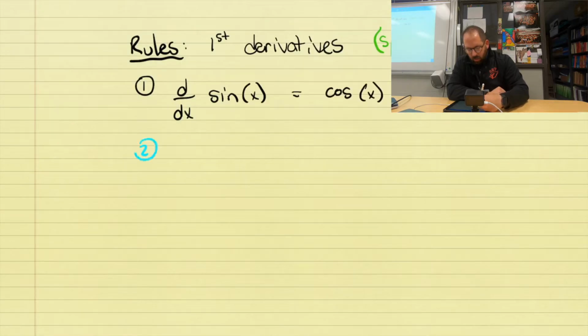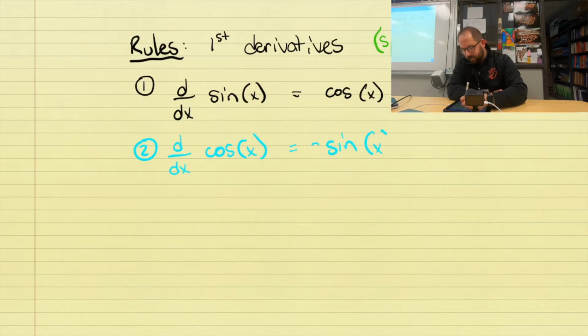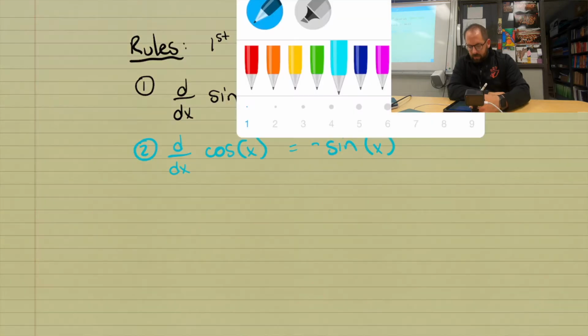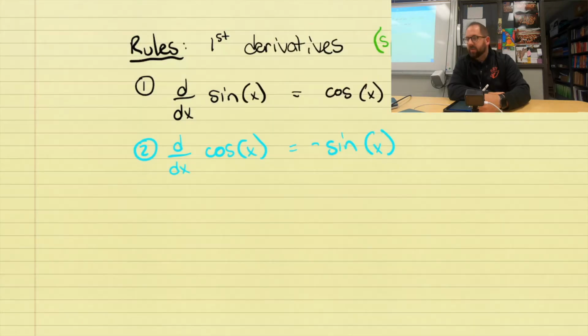Okay, second rule. If we take the derivative of cosine of x, that's negative sine of x. So that's the one that you have to remember. If you take the derivative of cosine, it'll be negative sine. What's d over dx? That's the derivative with respect to x. That's what they call it. So it doesn't just go back to sine, it's negative sine.